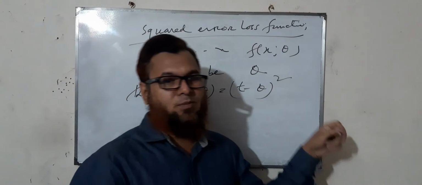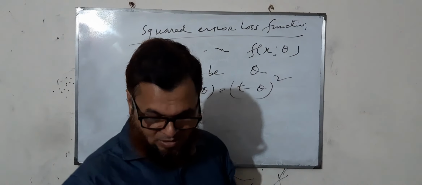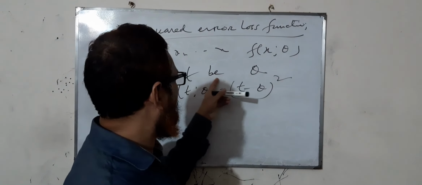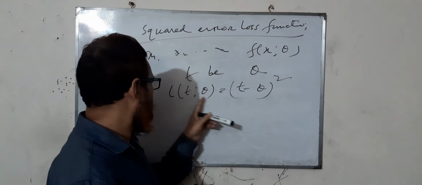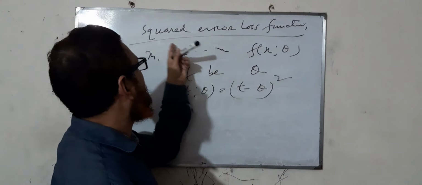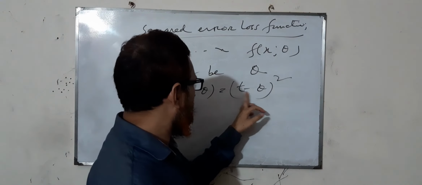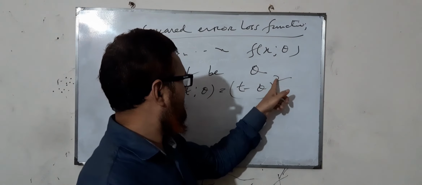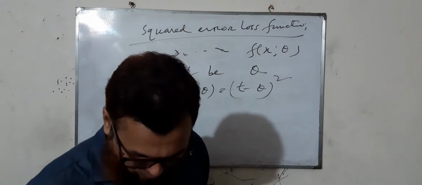Let X1, X2, ..., Xn be a random sample of size n from a population having density function f(x, theta), where theta is the parameter. Let T be an estimator of theta. Then L(T, theta) equal to (T minus theta) whole squared is called the squared error loss function. The difference between the statistic and the parameter is called error, and it is squared, so it is called the squared error loss function.